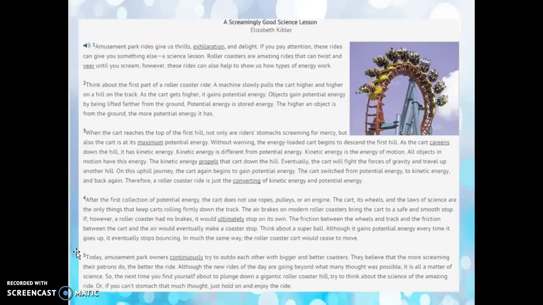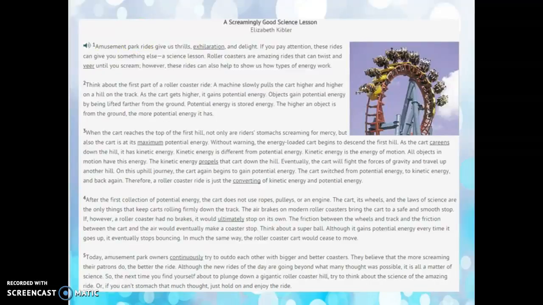All right, so after reading this article, I can tell that this is all about science and roller coasters. Just by looking at the title, looking at the picture, and picking out the key words, I can almost predict, before I even read, that this was going to be all about science and how roller coasters work in the scope of science.